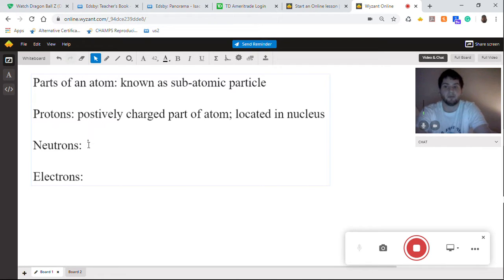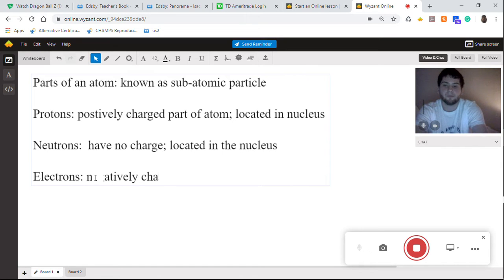Neutrons, as the name implies, have no charge. They're also located in the nucleus. Electrons are the negatively charged part of an atom. And they're located in what we call the orbital cloud, so outside of the nucleus.